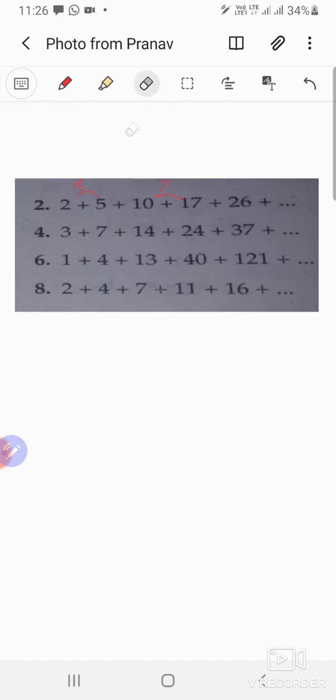Sorry, the difference is 5. What did I do? So the difference is 5, then the difference is 7, then the difference is 9, keeps on like that. So yes, just 3, 5, 7, 9 stuff.